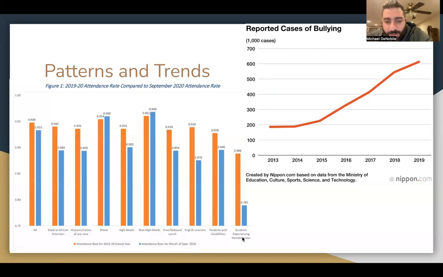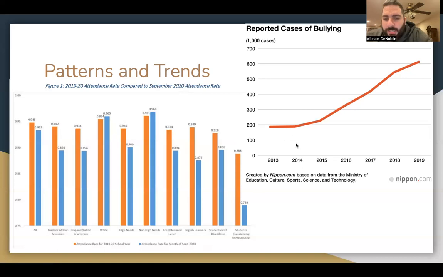And then here, students experiencing homelessness went from 89% to 80%. That's a huge drop. And I'm guessing it's because we went remote, and because they're homeless, they probably didn't have access to technology. So these are just some things that I'm questioning while I'm looking at my patterns and trends.